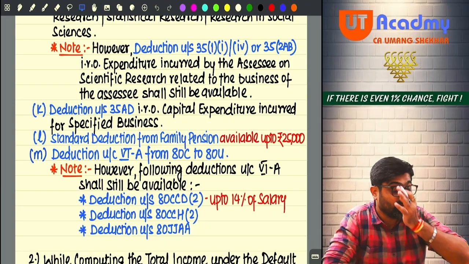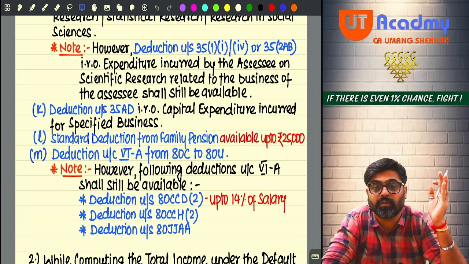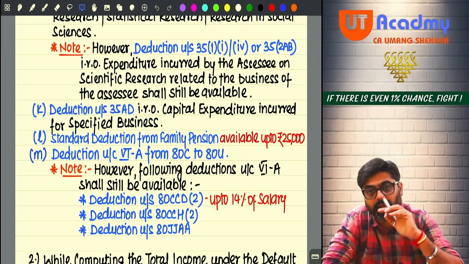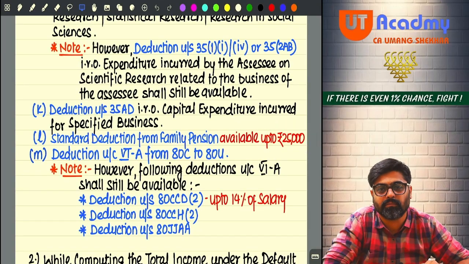And see, family pension which you used to get, IFOS, 1/3 of family pension or 15,000, whichever is lower, you used to get a standard deduction to the extent of maximum 15,000. They are telling you, go, take 25,000 standard deduction. But stay here.